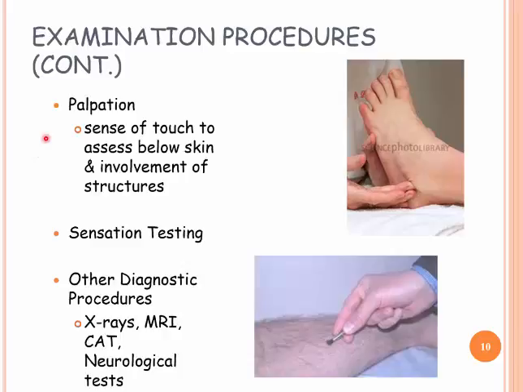Another critical examination tool is palpation, or the sense of touch. Touch is used to assess the skin and involvement of other structures. The examiner feels for pain and tenderness, areas of restriction, swelling, and structural orientation. In your slide, you see someone palpating the ligaments of the ankle.